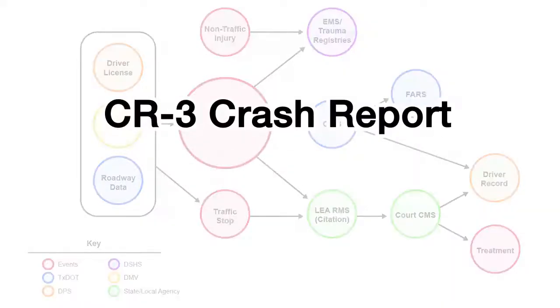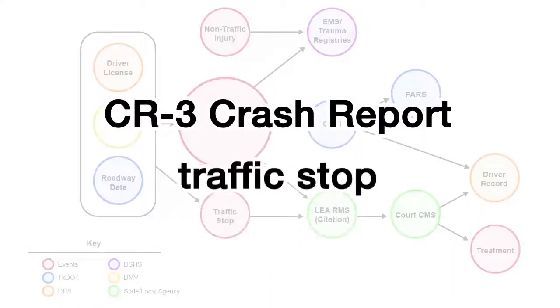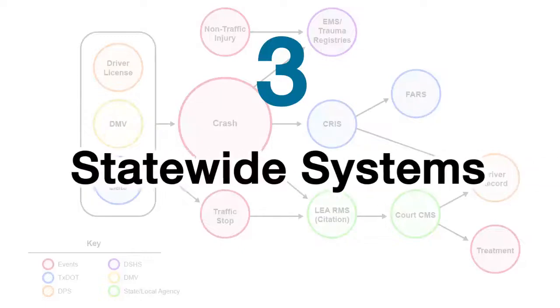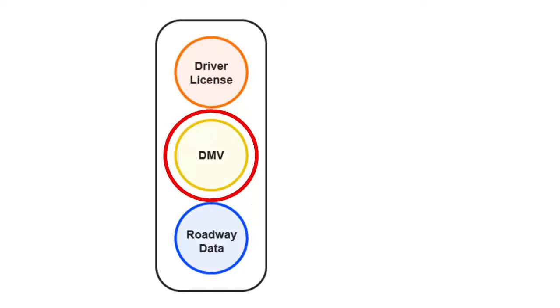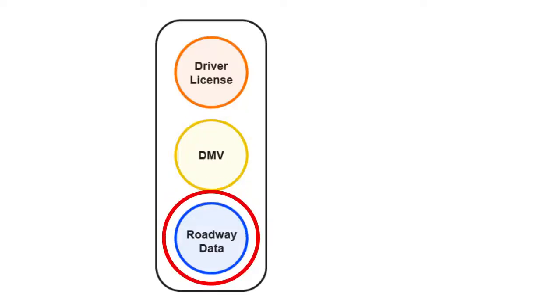When you complete a CR3 crash form or make a traffic stop, you access data from three statewide systems through your agency software: driver's license, Department of Motor Vehicles, and the roadway data system. These data systems provide you with the information to support your safety.